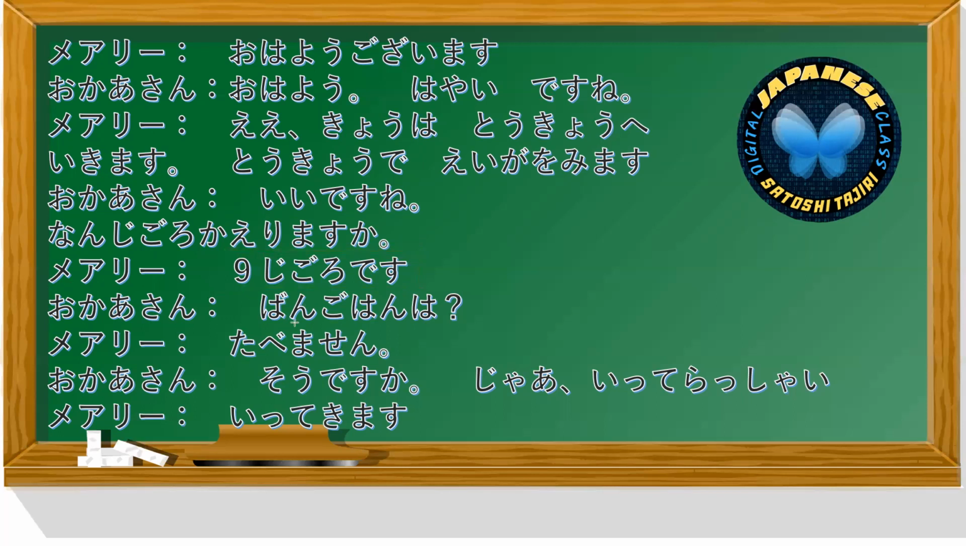Then the okasan, the mother, said, bangohan wa? How about dinner, if you're going back by 9 o'clock? Then she will say, I will not eat. Tabemasen. I will not eat. So desu ka? Ja, itterashai. Okay. Itterashai is like saying, take care. Then Mary-san will say, I'm going now. Ittekimasu. Okay. So let's try to read this one.